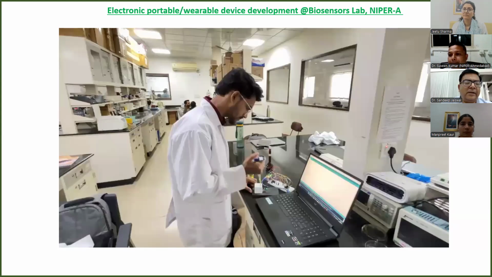Right, sir. There is one more question. Can an electrochemical biosensor detect cancer in the early stage? And if so, how? Definitely, why not? If we can investigate diabetes, we can also investigate this. It will depend on the selection of biomarkers.